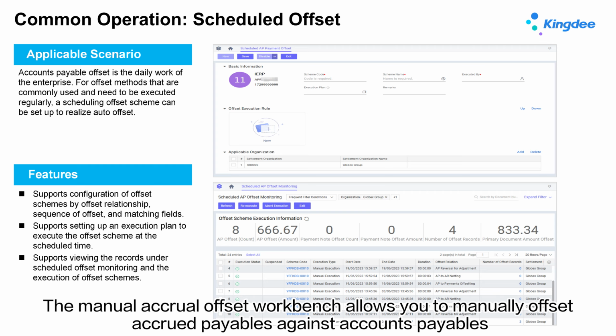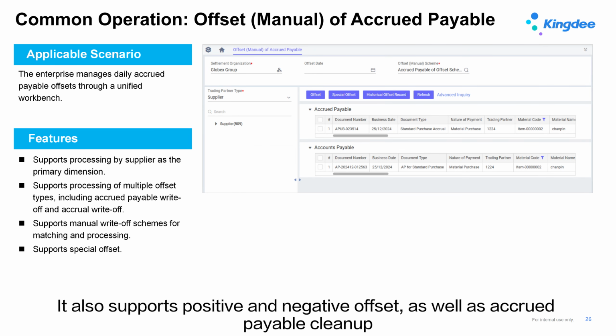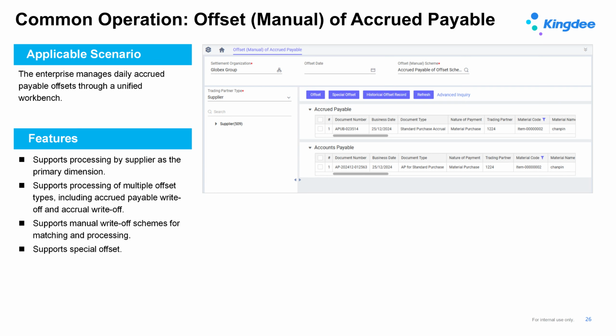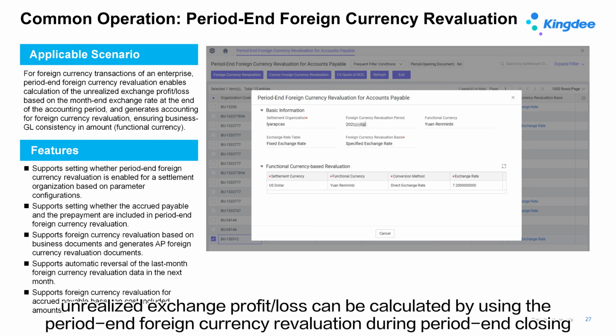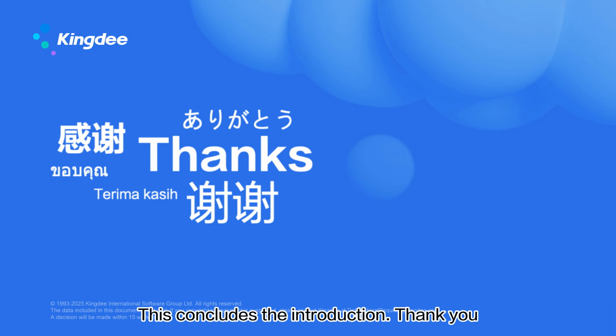The manual accrual offset workbench allows you to manually offset accrued payables against accounts payables. It also supports positive and negative offset as well as accrued payable cleanup. For foreign currency transactions, unrealized exchange profit loss can be calculated by using the period-end foreign currency revaluation during period-end closing. This concludes the introduction.